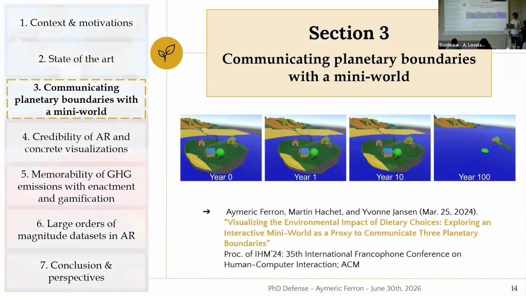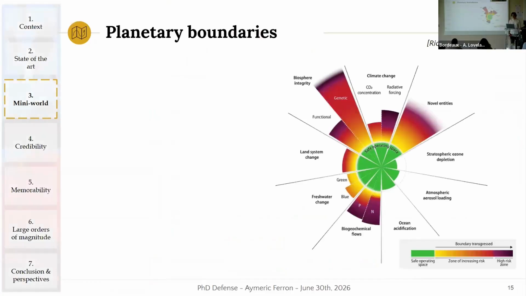I tried to address this question in the first project, using a mini world to communicate about planetary boundaries. This project has been published at the EHN 24 conference. So instead of simply visualizing environmental impacts, like the amount of greenhouse gas emissions or the amount of water consumed, we wanted to represent the consequences on the Earth.